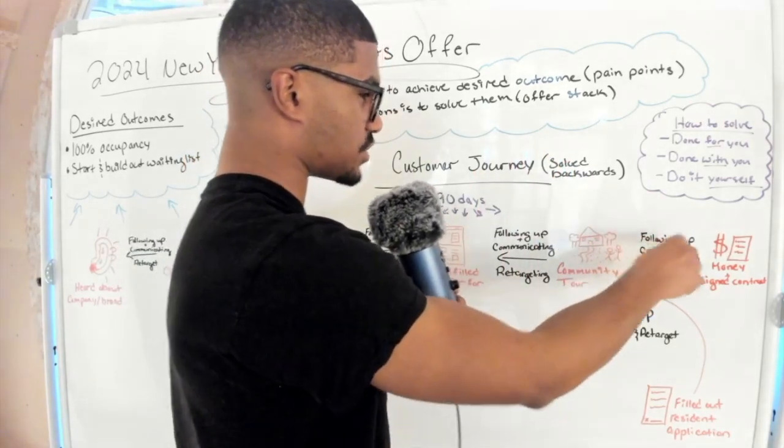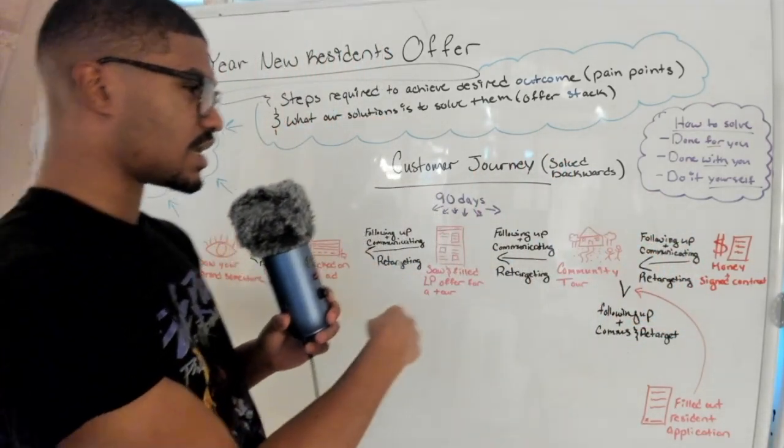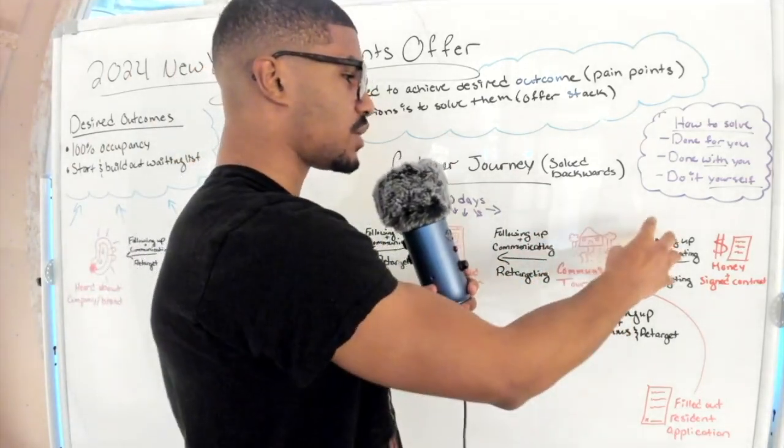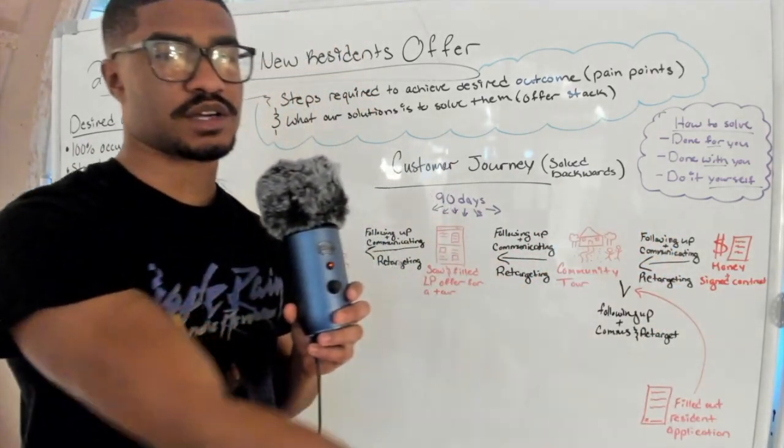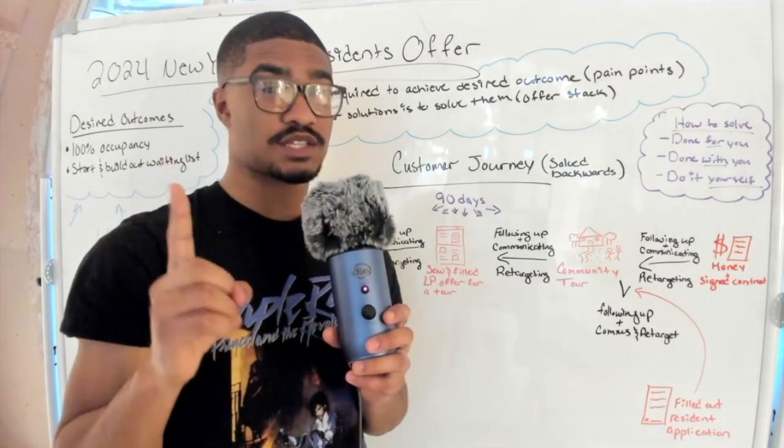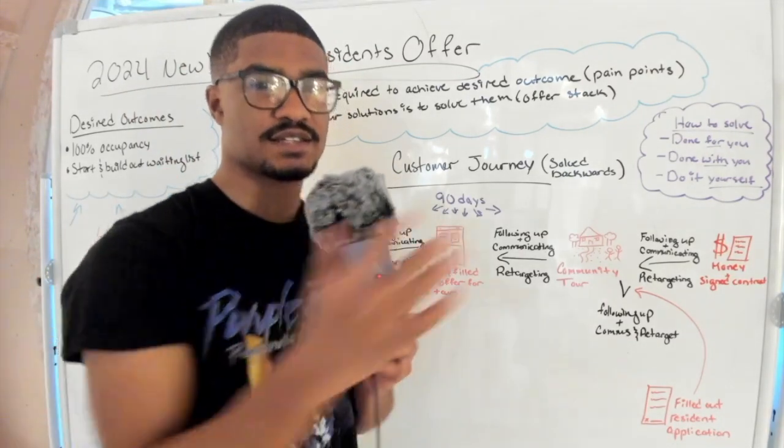we see here that between each and every one of these steps, there's going to be a form of following up, communicating, or retargeting, right? So that is one thing they need to do. What does it take to do that?